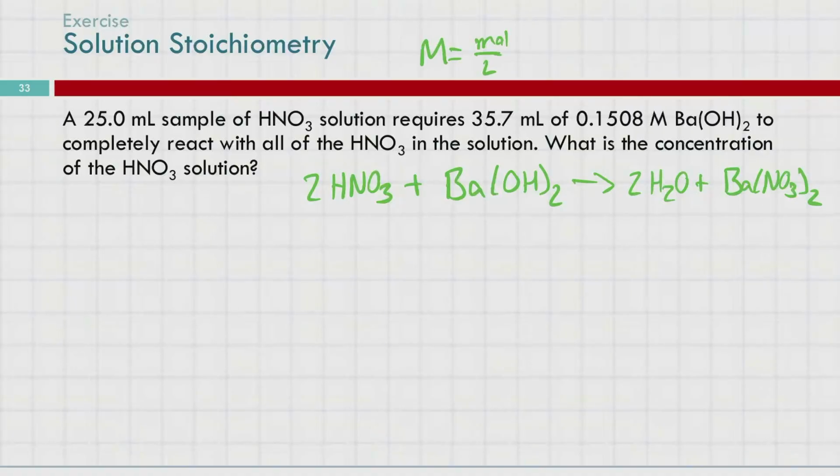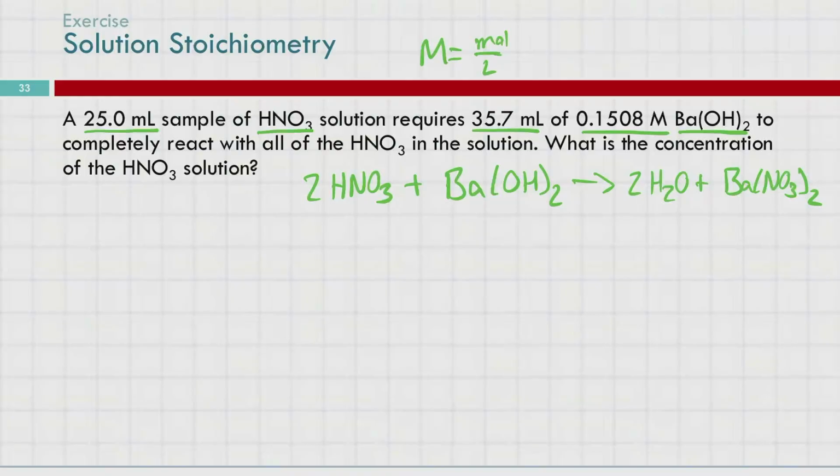All right, to solve this problem, we need to identify the things we're given. We need to identify the thing we are trying to find. We are given that we have 25 milliliters of nitric acid. We've got 35 milliliters of a concentration of barium hydroxide solution. We've got two numbers for barium hydroxide. We're going to be starting with barium hydroxide.